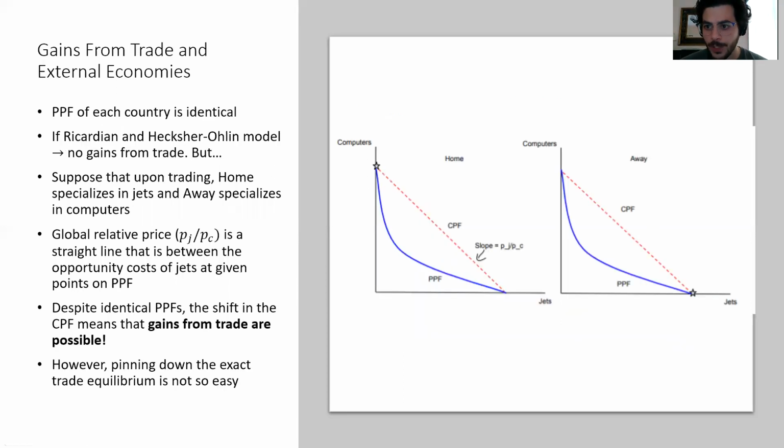So what happens when we trade with two economies that have this same identical PPF? If we were in a Ricardian or a Heckscher-Ohlin model, there would be no gains from trade. However, let's see what happens with economies of scale. So suppose that we have these two economies and they aren't trading, and home is specializing in jets and away is specializing in computers. And actually, sorry, these two don't match up. Home is actually specializing in computers over here, and away is specializing in jets.